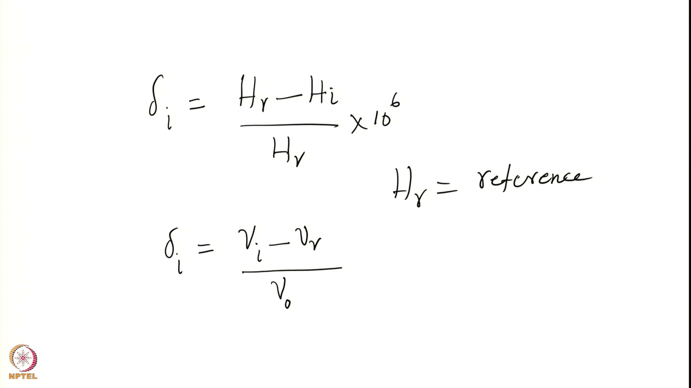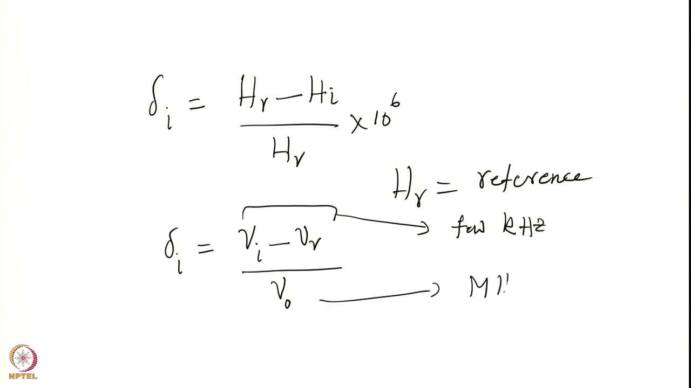See, this difference is of the order of a few kilohertz, and this is megahertz. So individually nu I and nu R are in the range of megahertz. Therefore I can easily replace this HR by nu naught, simply to make sure that it is the spectrometer frequency. I calibrate with respect to the spectrometer frequency itself, but to measure the chemical shift, I take a reference compound. With respect to the reference, I take the difference, and then I quantitate everything with respect to a reference.